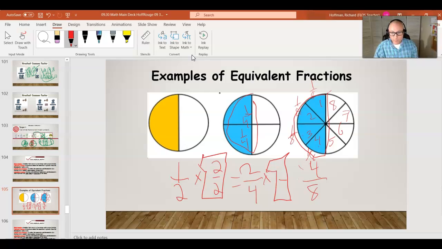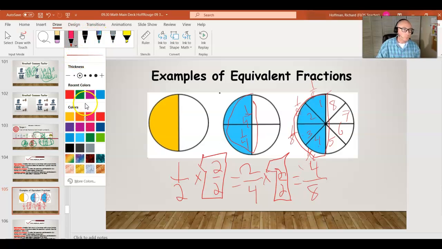So 2 times something gives you 4. 2 times 2 gives you 4. Whatever you do on the top, you do on the bottom because you got to make it 1. 4 times 2 is 8. So what if we want to go the other way? What if we want to make our numbers lower terms?